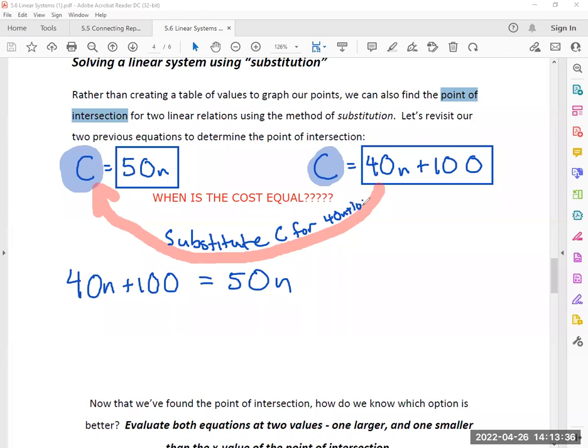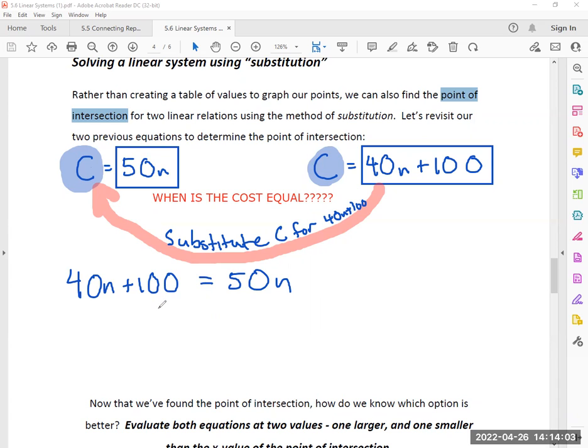So the math might be a little bit rough, but the logic you should be able to follow. This C is one and the same. So these square rectangles should also be one and the same. That's why I made them equal. And the rest is algebra.